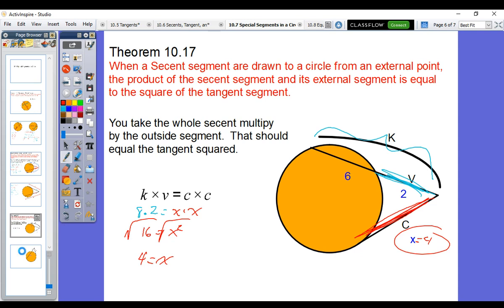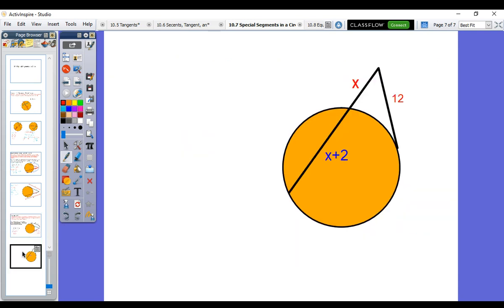Alright, let's try another one. Here's a nice, fun, hard one, just for a blast. So again, secant, the entire thing. A lot of people get this confused. x plus 2 plus x is 2x plus 2. 2x plus 2, times the outside part, which in this case will be x, equals 12 times 12.